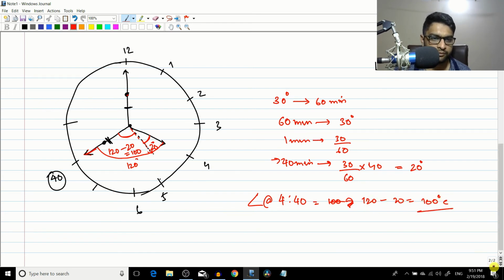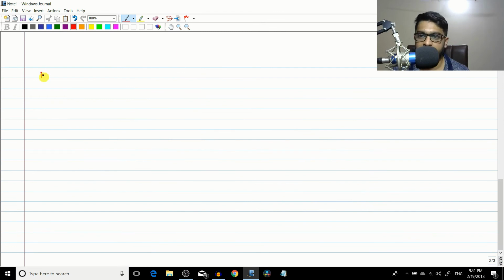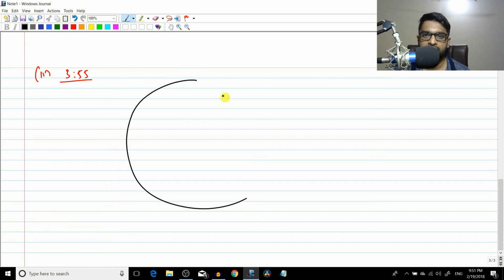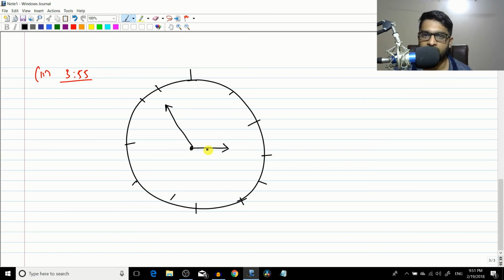Okay, let's do one more example. Let us say it is 3:55. Find the angle between the hour hand and minute hand when the time is 3:55. So this is a little bit more interesting. This is 3 o'clock, and this is 55. But this will not be the position of the hour hand at 3:55. This is only for our reference. So the same method we can use.